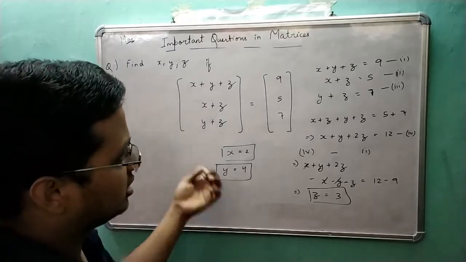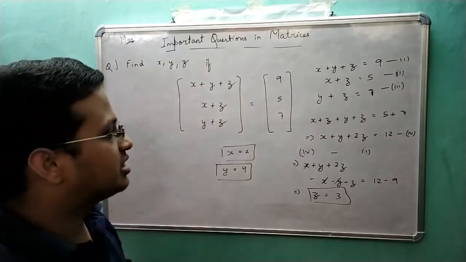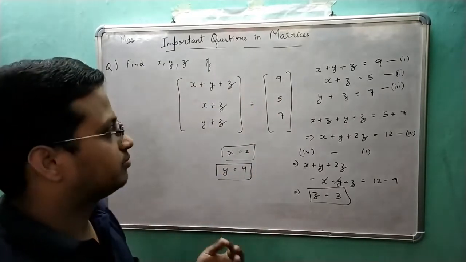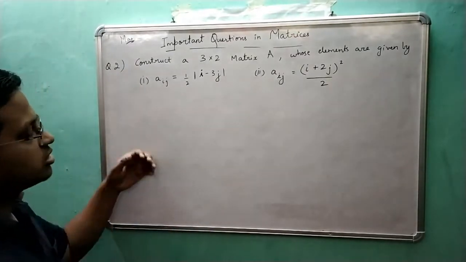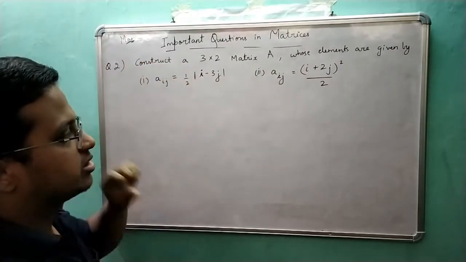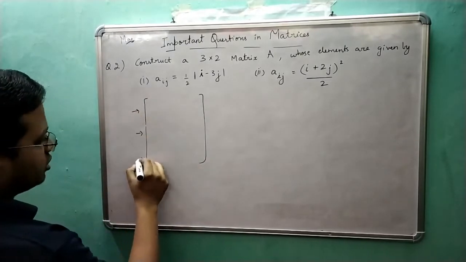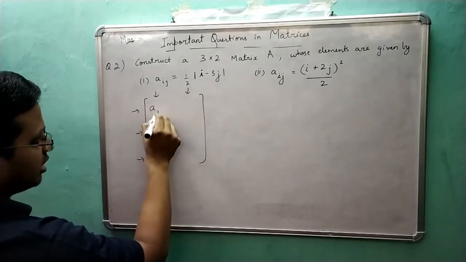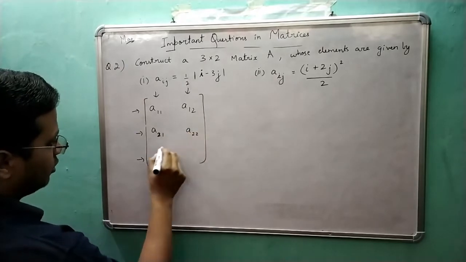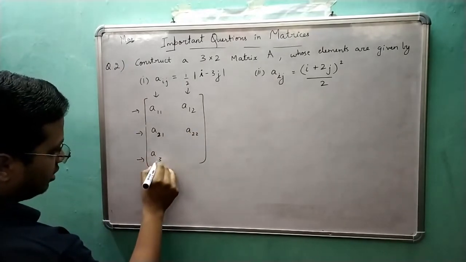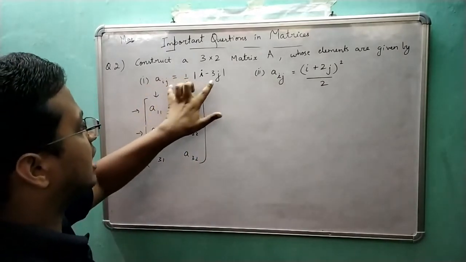Alright, so some questions like this will be there. What you have to do is equate all the corresponding elements, find the equations, and solve them. Now in this question, we are asked to construct a 3 cross 2 matrix. A 3 cross 2 matrix means there are 3 rows and 2 columns. So this element is A11, this is A12, A21, A22, A31 and A32. We have to construct a matrix whose elements are given by the formula.